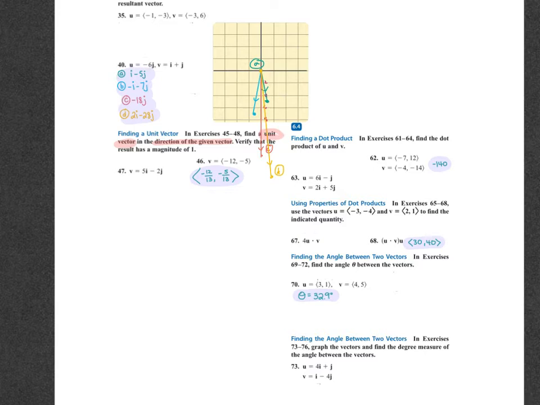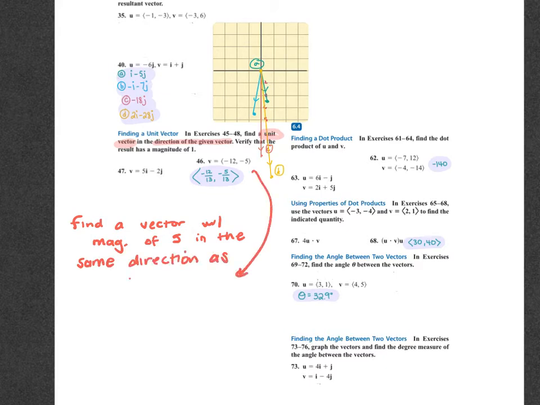If it then said find a vector with a magnitude of 5, let's say, in the same direction as, let's just pull 46 down here, negative 12, negative 5, what's the difference between that and the unit vector one?